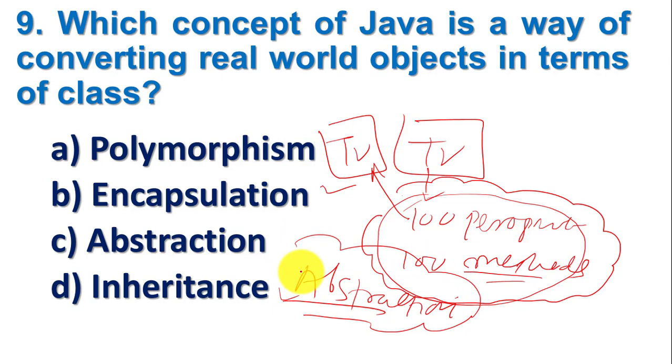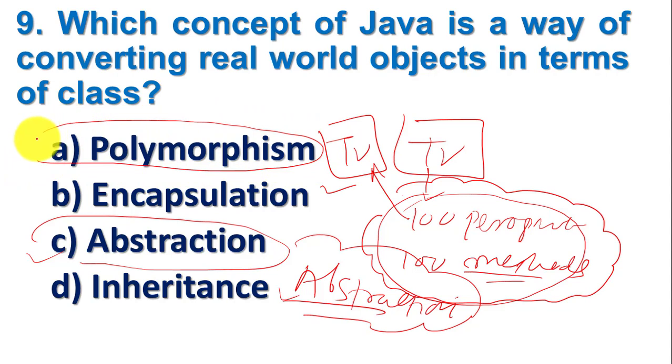What does abstraction do? It takes a real world object, something which is actual, and you want to convert it into a programming space. So you need only selected properties which you require, which are really important, and you transfer them into the program. So this concept is known as abstraction. Okay, this C is the right answer. Polymorphism, this is a different concept, but this is not the right answer here.